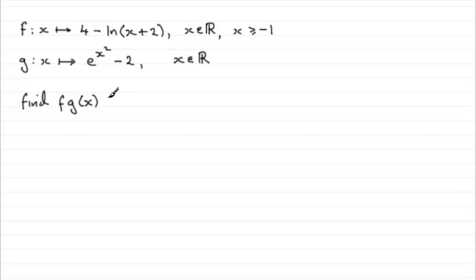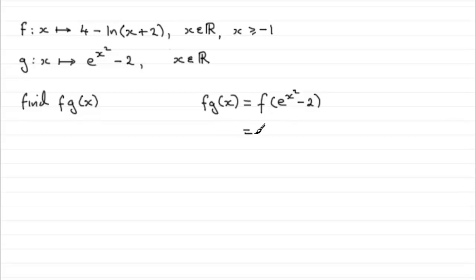So to do this, what I'd want to write is that fg of x is equal to, well, it would be f first of all, and then in place of g of x I would write out what g of x is. It's e^(x² − 2). And what this means now is that wherever I see an x in f of x, I've got to replace it with e^(x² − 2).